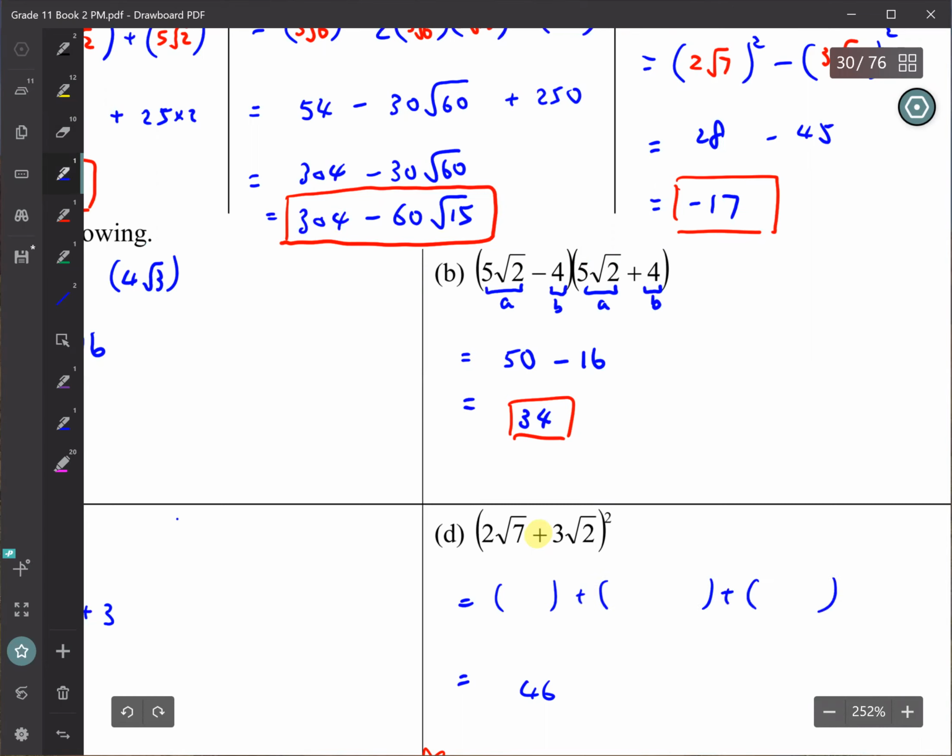So it has 3 parts, right? Can you tell us how to get the a squared? What's the answer for the a squared? 2 square root 7, squared. Okay, and what would that equal? 28. Yeah, okay, so that's our first one, right? 2 times 2 is 4, 4 times 7, 28. Now we need the middle one, right? 2ab. How do we get the 2ab? 2 square root 7 multiply 3 square root 2. And what would that be?